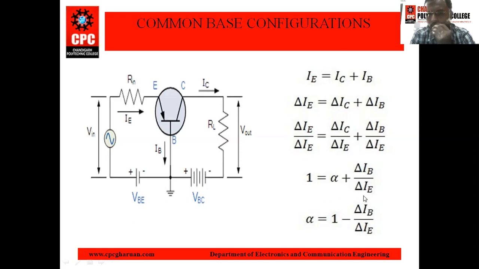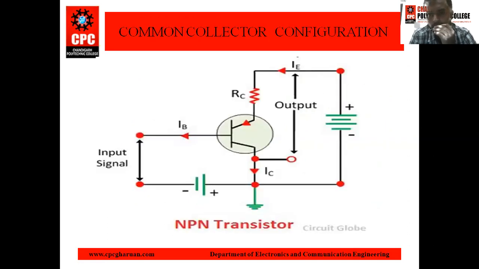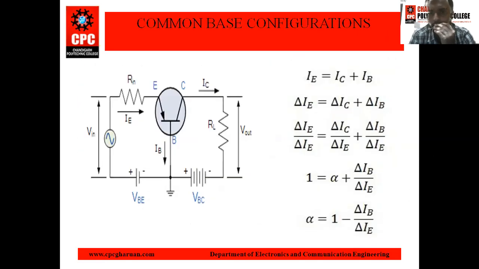From this equation, we find the value of alpha. Alpha is equal to 1 minus delta of IB upon delta of IE. This is the value of alpha. And hence, the result from this equation is that the value of alpha is always less than 1. So, that's why we are not using common base configuration as an amplifier, because the amplification factor, that is alpha, or we can say the gain, is always less than 1.